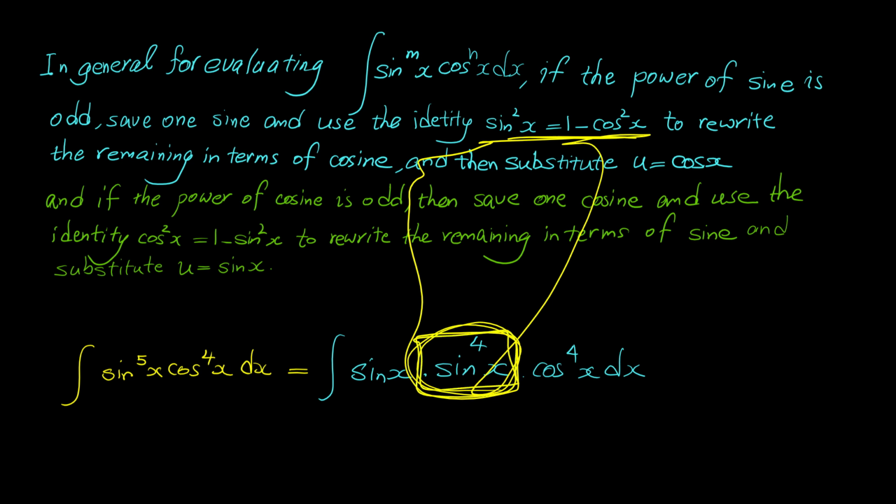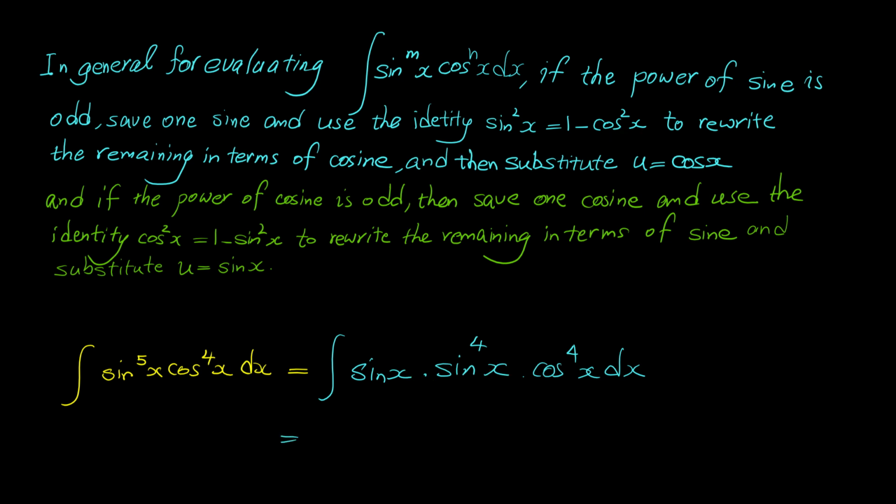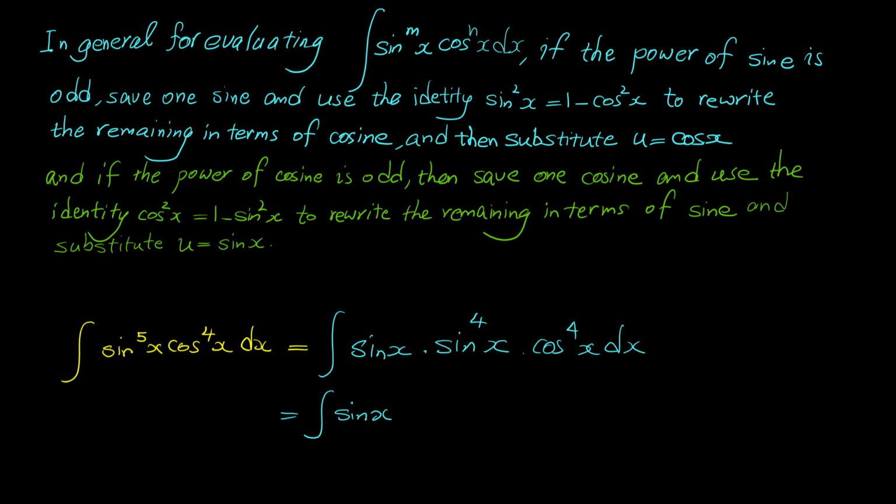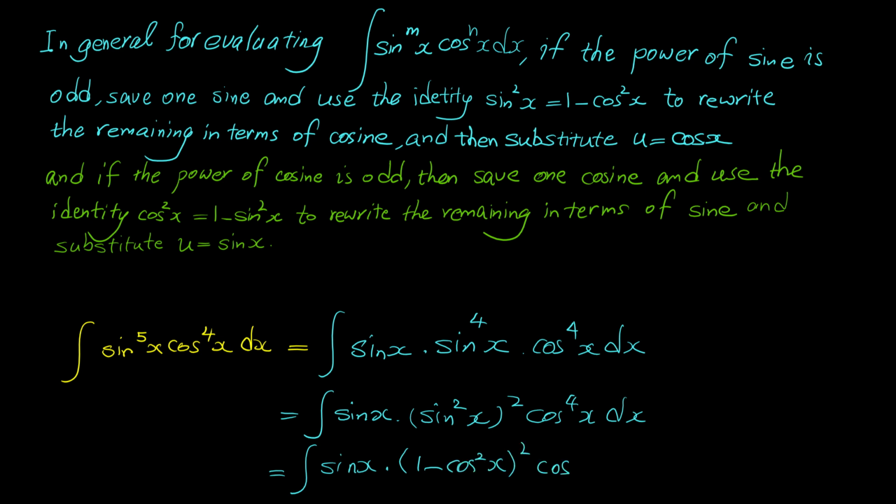Sine to the 4 is basically sine to the 2x all to the 2. So here we can write this as sine x times sine to the 2x all to the 2 times cosine to the 4x dx. Now we can use this identity and we can write sine to the 2 in terms of cosine to the 2. So this equals the integral of sine x times 1 minus cosine to the 2 all to the 2 times cosine to the 4 dx.